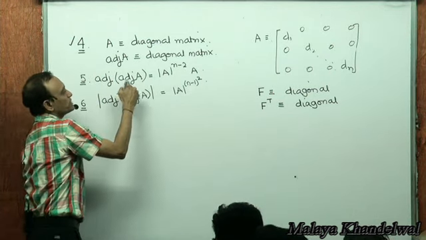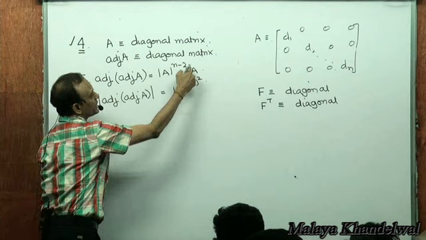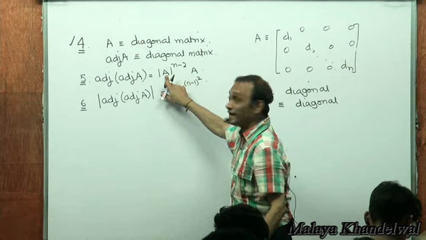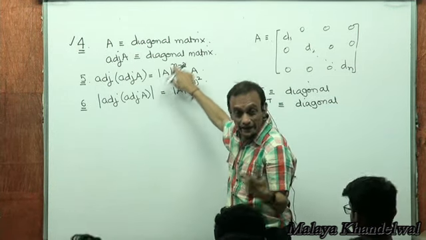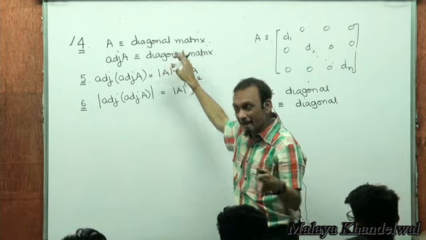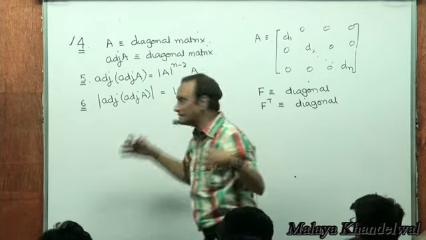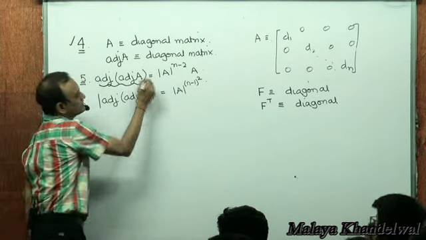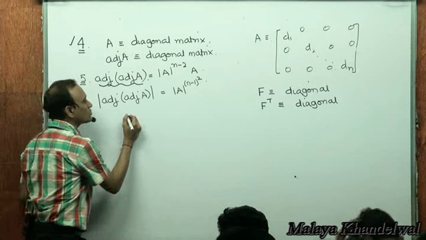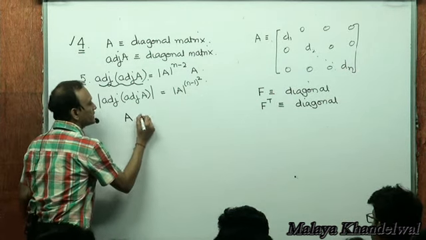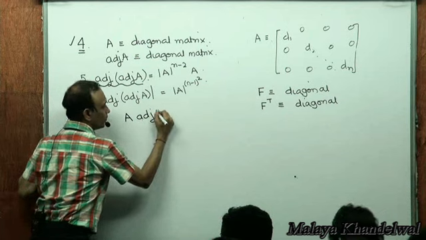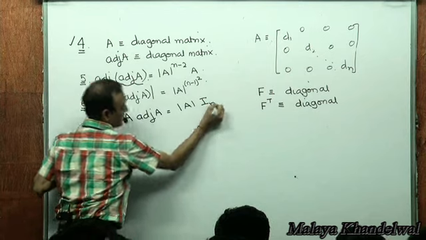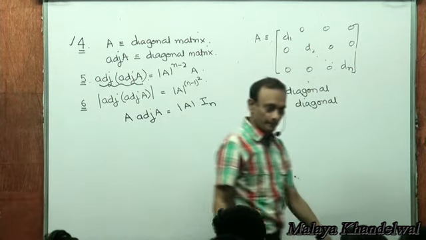Let's look at the next property. Adjoint of adjoint A is determinant A to power n minus 2 times the matrix A. Determinant A is a scalar, k, so it is k to power n minus 2 times A. Again, we start with A adjoint A equals determinant A, which is a scalar, into an identity matrix of the same order as A.